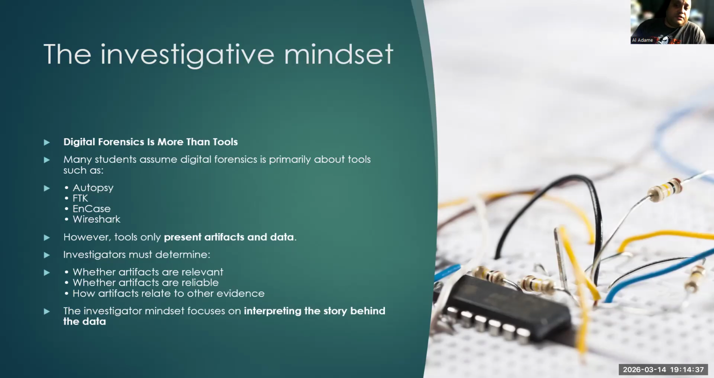However, tools only present artifacts and data. Investigators must determine whether artifacts are relevant, whether artifacts are reliable, and how artifacts relate to the other evidence. The investigator mindset focuses on interpreting the story behind the data. So what can it tell you? Let's keep going back to an account, because sadly talking about money makes it a little easier. So what can they tell us about this account number? It's a link to a Swiss bank account where they transferred money or siphoned money off XYZ, things like that.